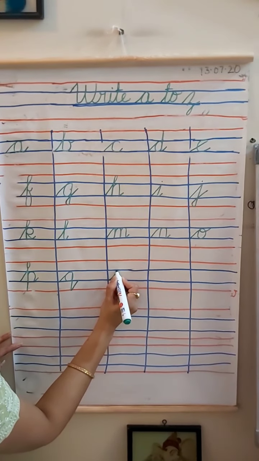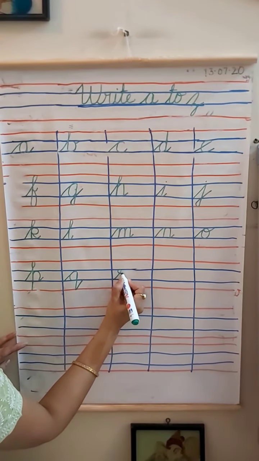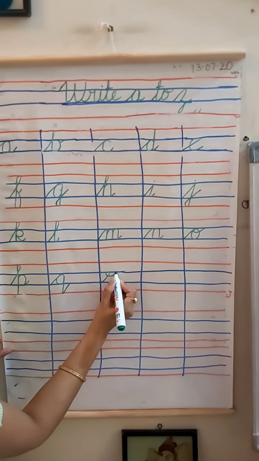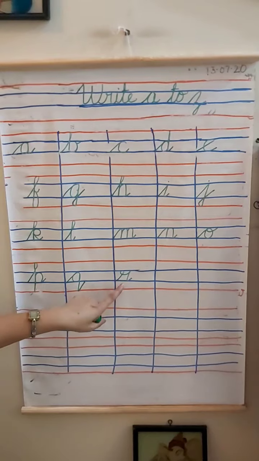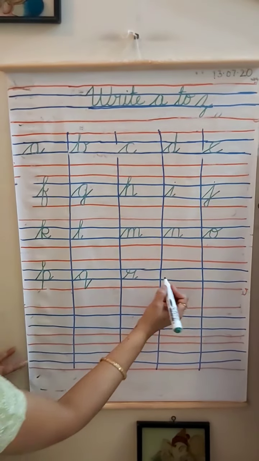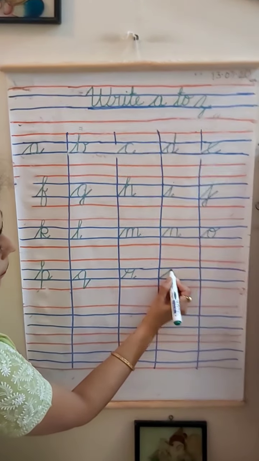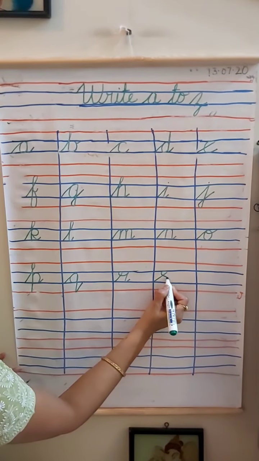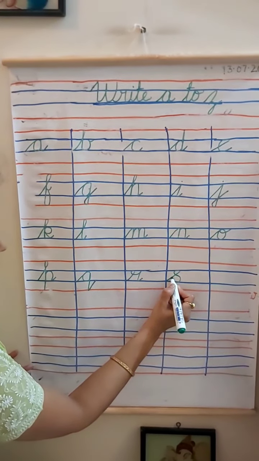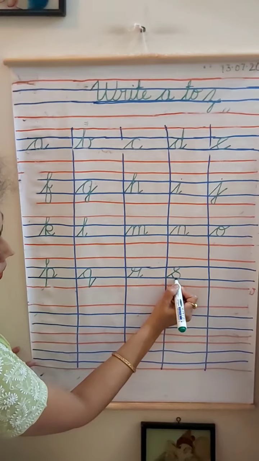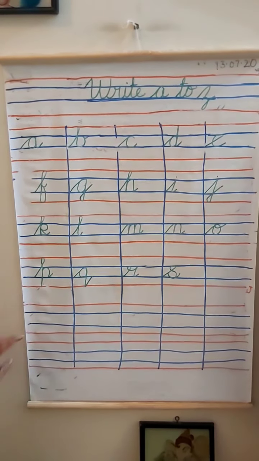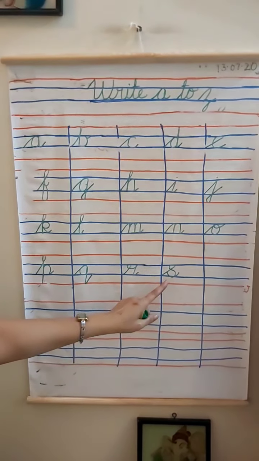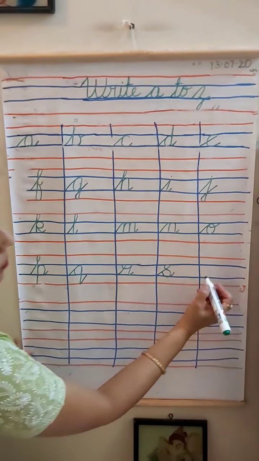Slant up, turn. Again touch the blue line, slant down and a tick. This is R. Then S: slant up, turn, make the formation of S like 8, touch the slant line, go back and a little tick. P, Q, R, S, T.